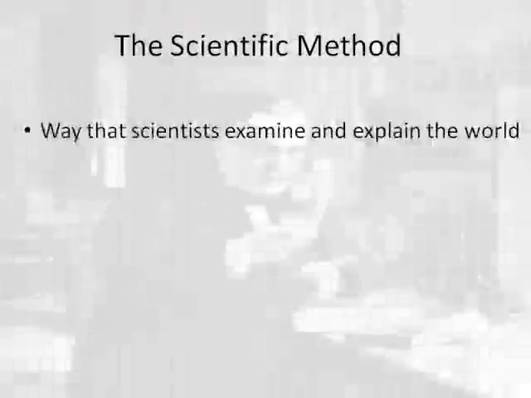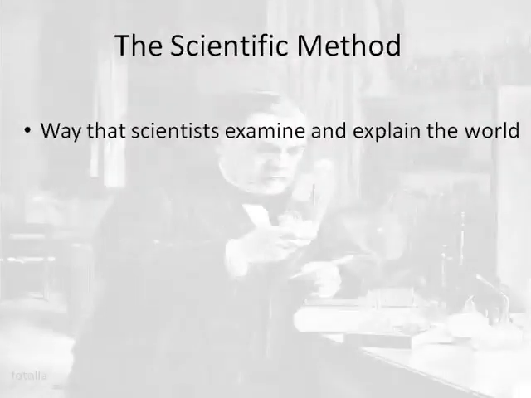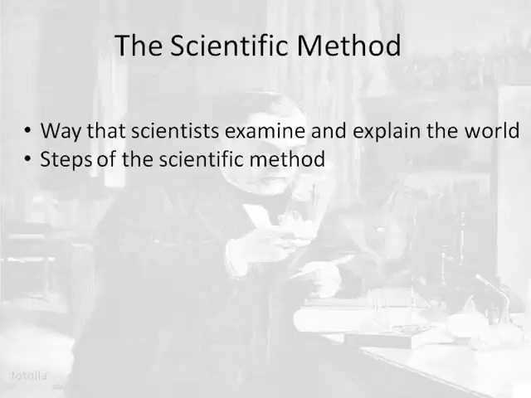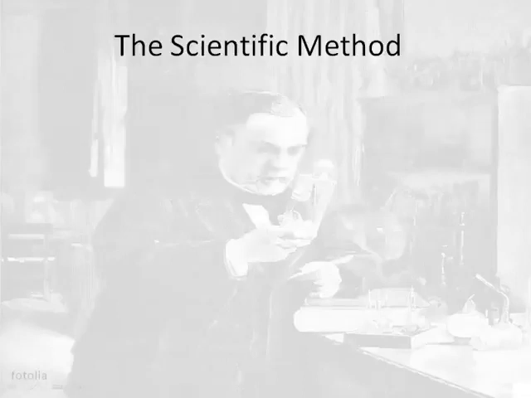The scientific method refers to a way by which scientists examine and explain the world. In this video, I will list the steps involved in the scientific method and look at examples regarding the question of spontaneous generation. The scientific method can be simply considered in 4 steps.